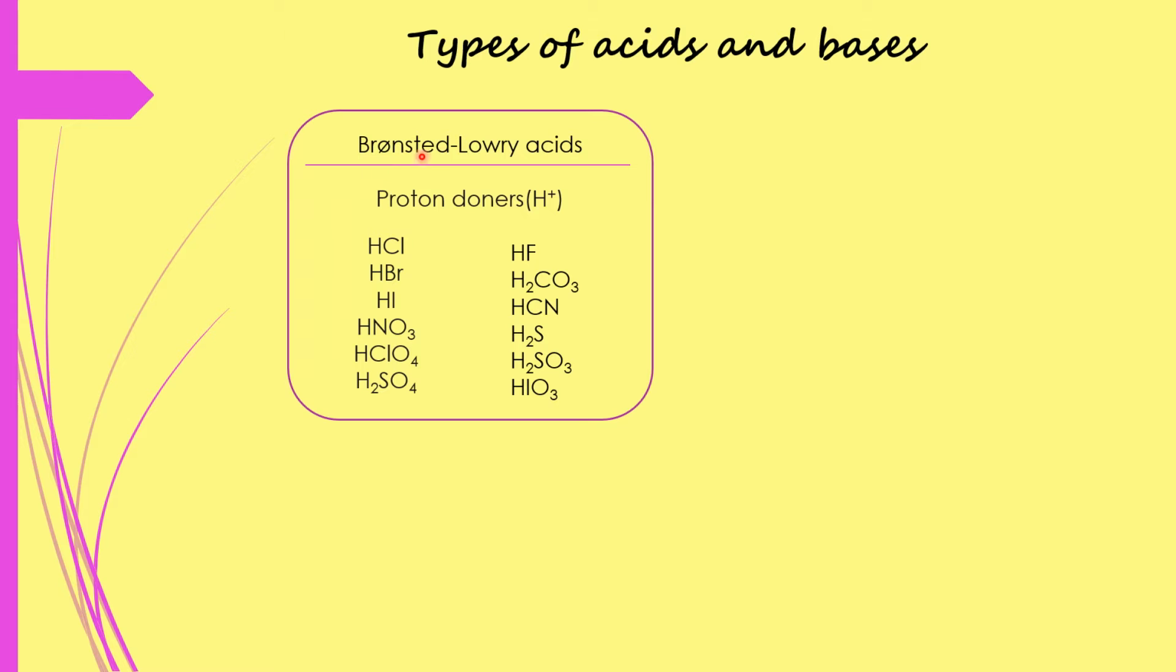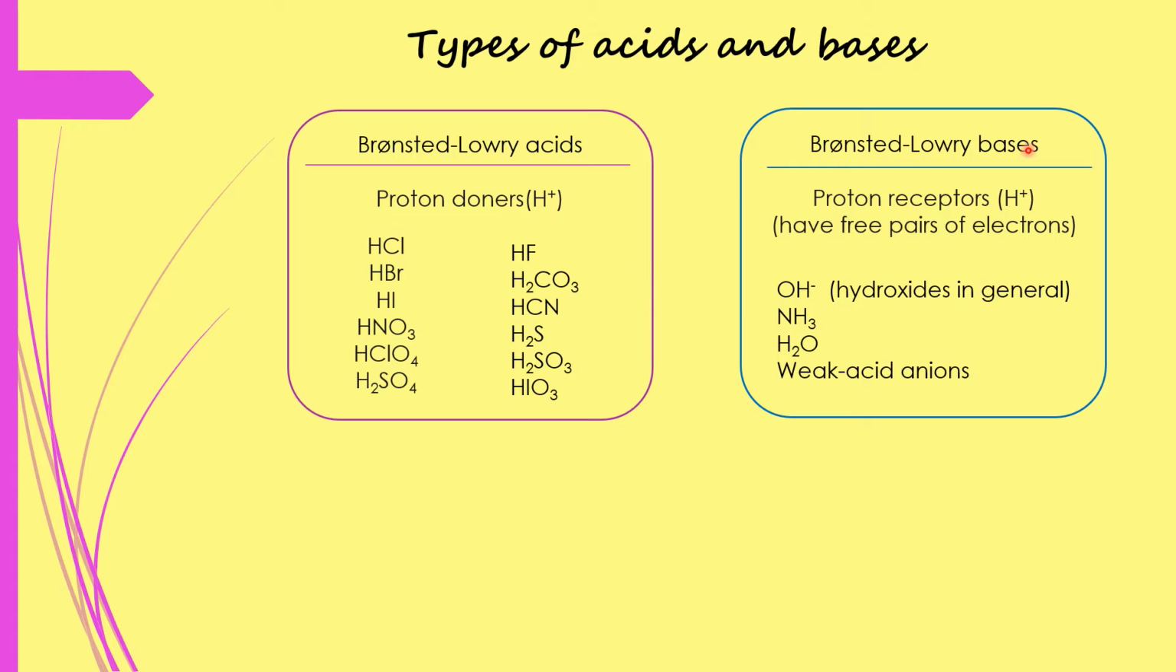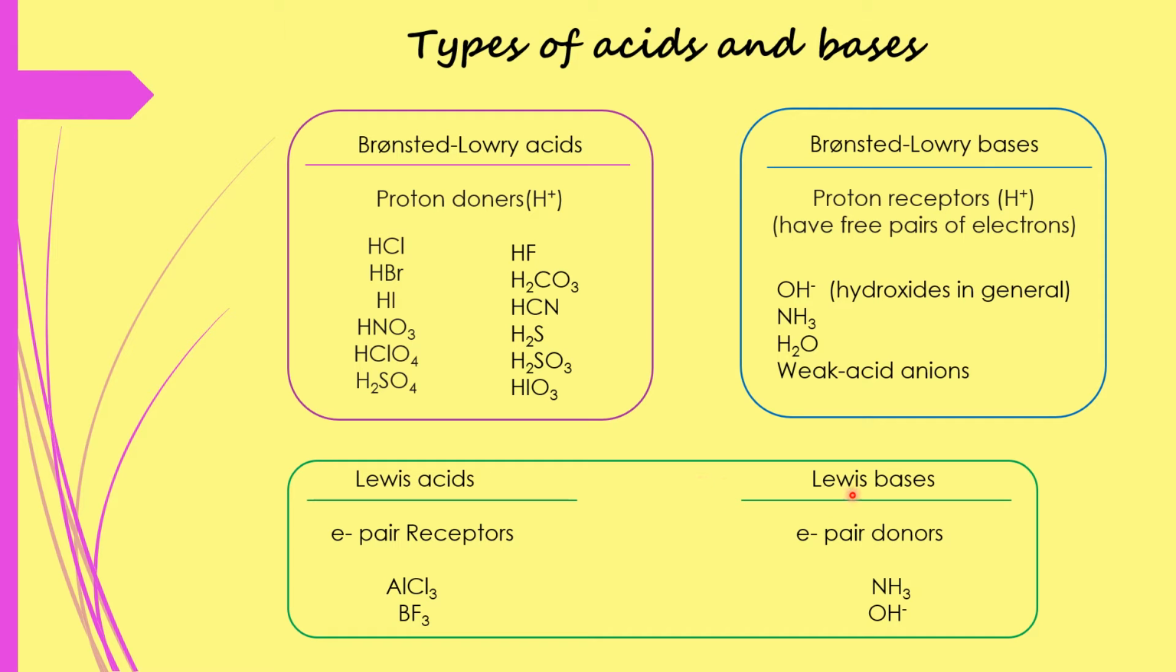First, we have the Bronsted acids. These are proton donor substances. See that all the formulas have one or more hydrogens at the beginning of the formula. These are all Bronsted acids. And the Bronsted bases are proton receptors, substances that can receive a hydrogen ion because we have free pairs of electrons. There are also Lewis acids and bases.